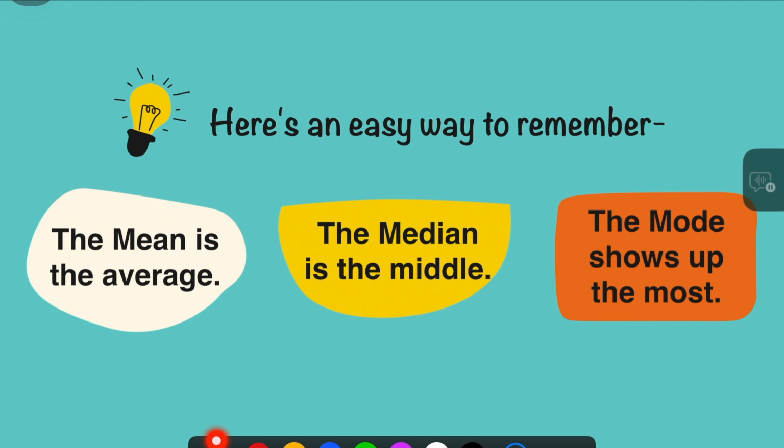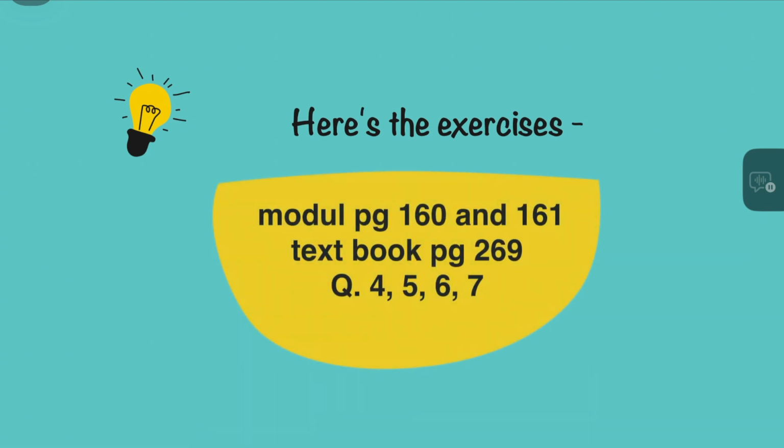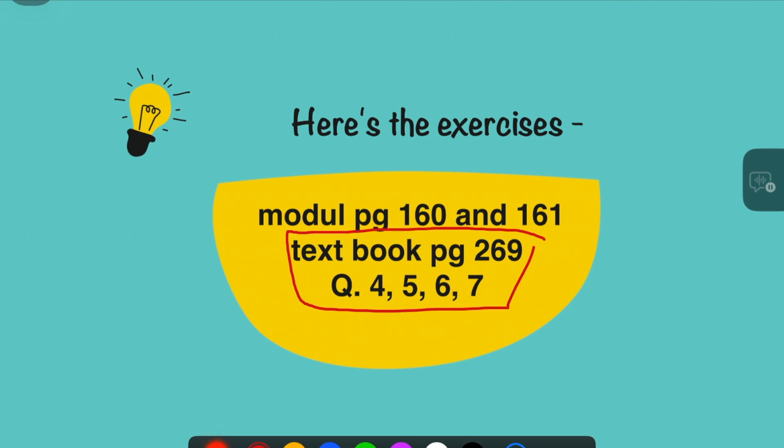All right, so now after my explanations, it's time for all of you to do the exercise. You can do the module pages 160 and 161 during the class. Then textbook page 269, questions 4, 5, 6, and 7. For the textbook exercise, please do it in your exercise book. I will check your exercise book next week.